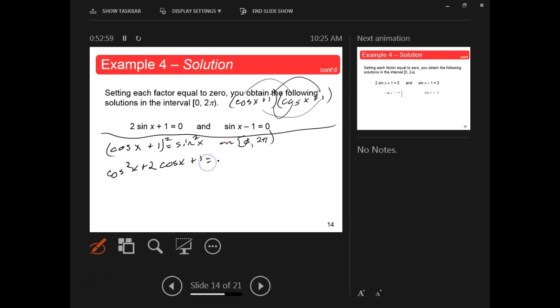Now, the right-hand side is sine squared. The left-hand side is all in terms of cosine. So what might we want to do to that sine squared? Okay, and what would that be? 1 minus cosine squared x. Fantastic. We now have an equation with only cosines in it.